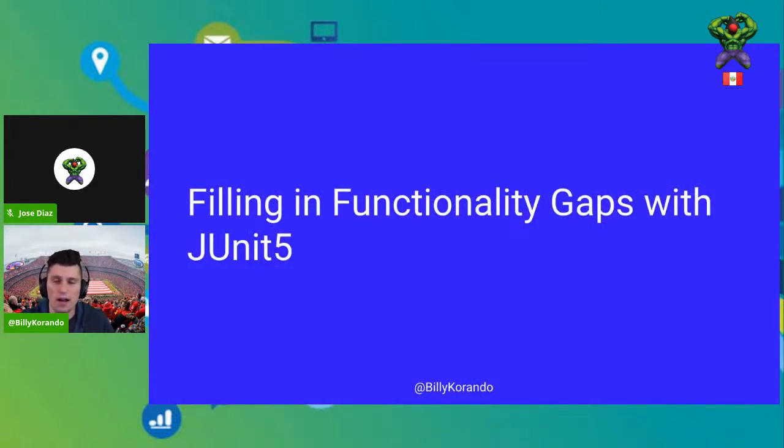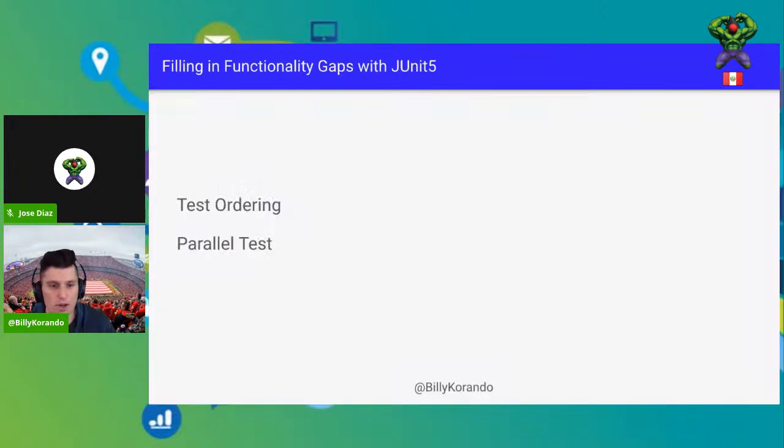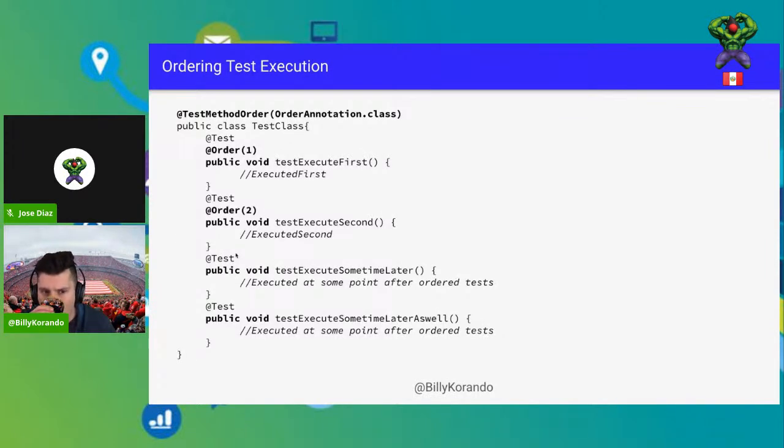So then JUnit 5 also filled in some technological gaps within the JUnit framework. Let's take a look at a few of those, specifically test ordering and also parallel tests. If you wanted to order the execution of your tests, there are several different options for doing that, along with writing your own custom way of doing that. Probably the most common way people will be ordering their tests, though, is the declarative way with the Order annotation.